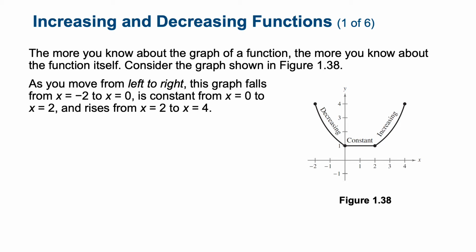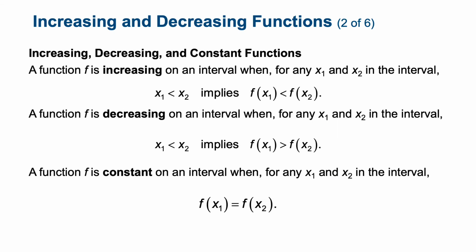Okay, so from 2 to 4, it's increasing, right? Because the value of y is going up, up, up, up as x increases, okay? So here the value of y is going down as x is going to the right. So we're reading these from left to right, and left to right tells us decreasing, constant if it stays the same, and increasing if it comes back up. This is really important because you use that concept a lot in calculus.